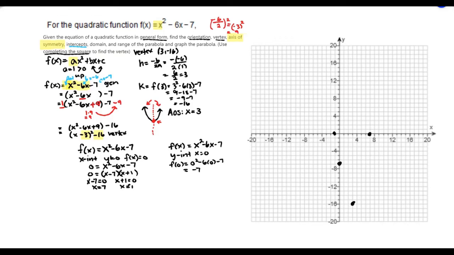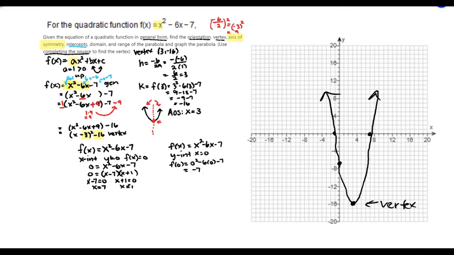Keeping in mind that this point here is the vertex, and the vertex will be a turning point for the function, creating a minimum value in this case. And that gives us the graph of our parabola.